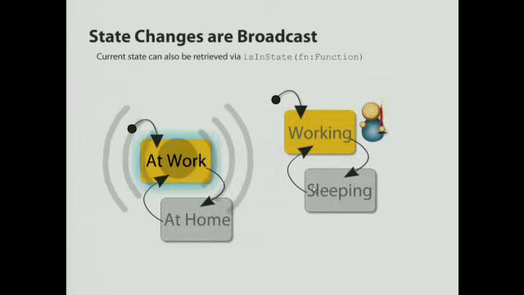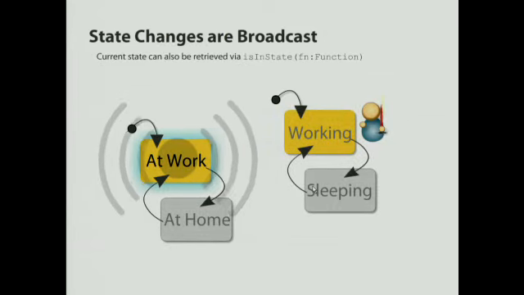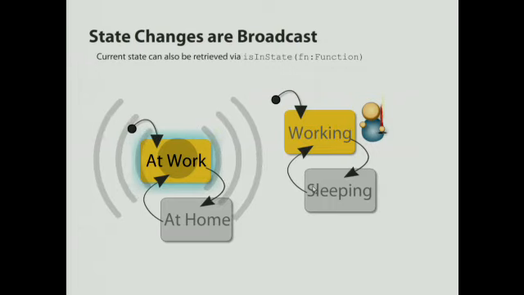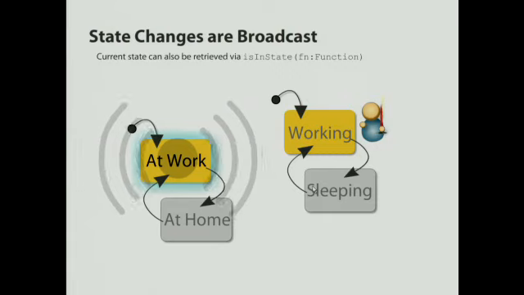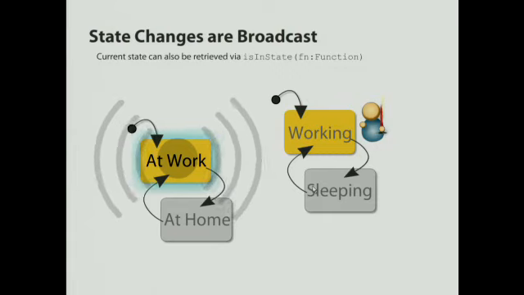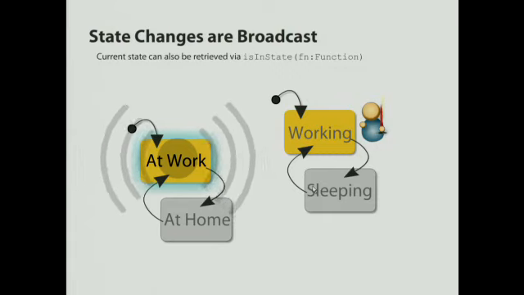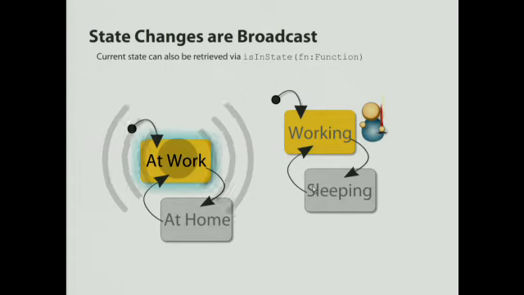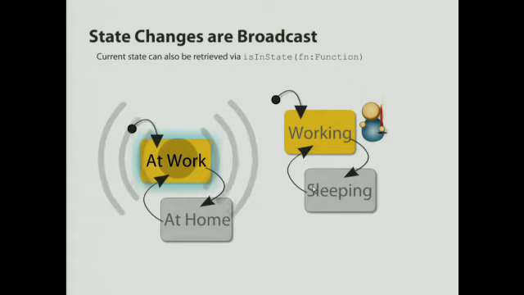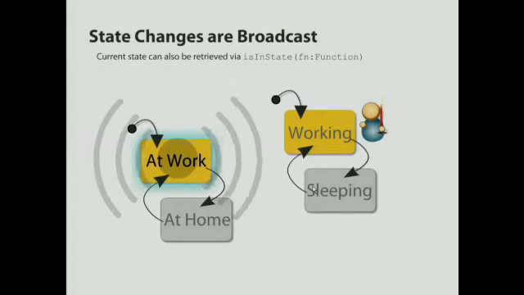Once you have entered a state, there are events broadcast, so other people can keep in sync. So for example, Joe has his own set of internal state machine. He's either working or he's sleeping. So once we detect we're at work or we're at home, he does a state transition for himself. And you can also determine what state at any point in time Joe or the work is in by asking, is it in the state, and passing in a reference to that state function.